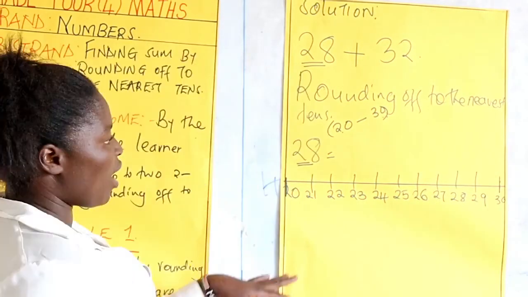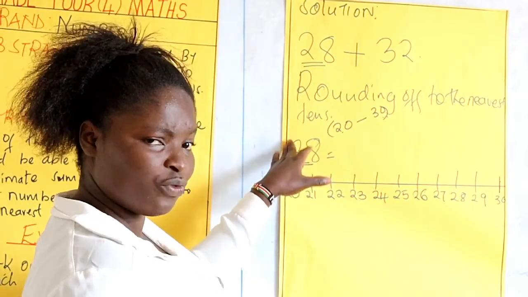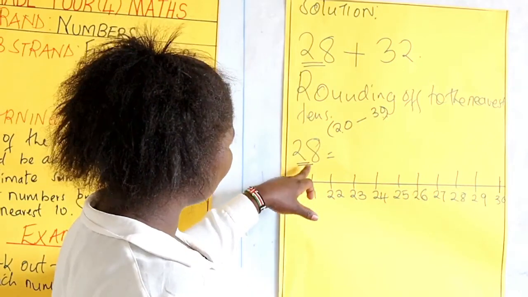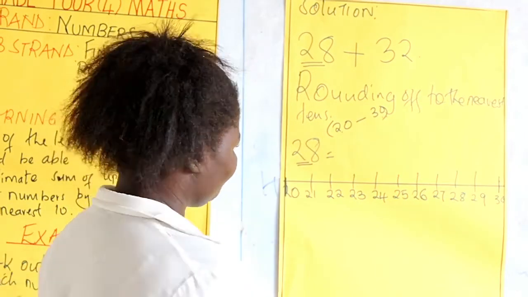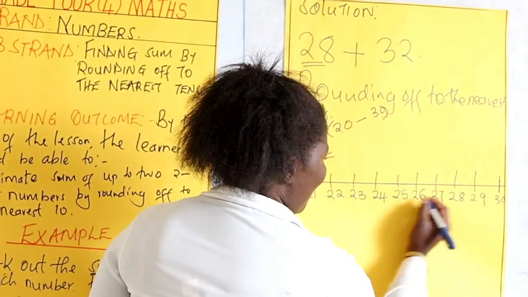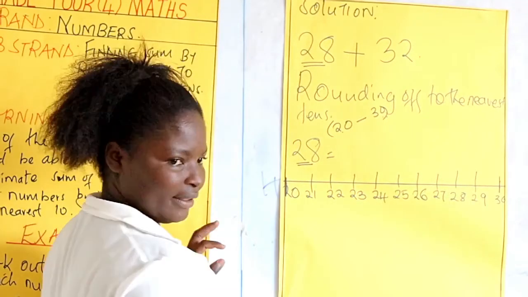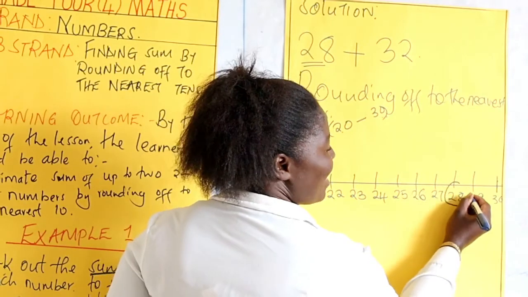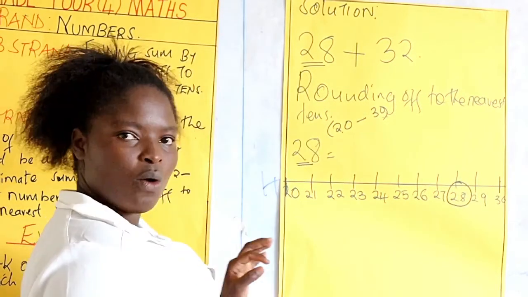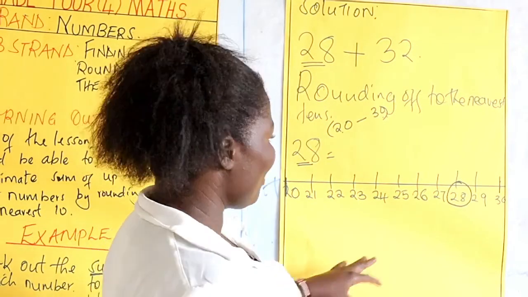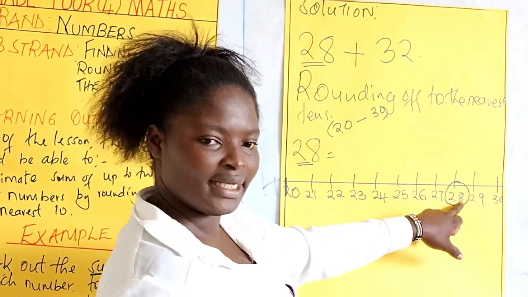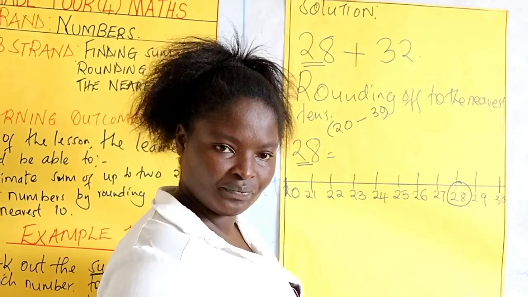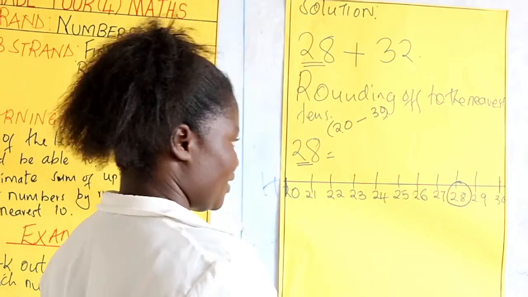So we want to round off. Remember, we are rounding off 28 to the nearest tens, and we are using the number line. So we can take our number, which is 28. Where is number 28 in our number line? Very correct, here. So we circle number 28. Now, we want to find out whether number 28 is nearer to 20 or 30. And this is how we are going to do it.